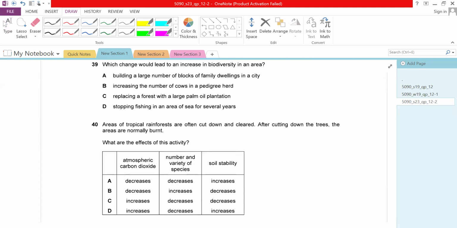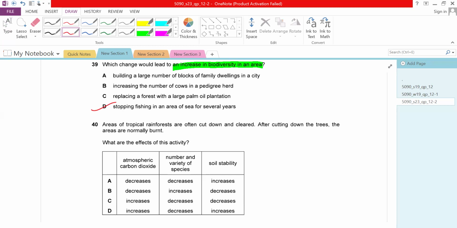Question 39. Which change would lead to an increase in the biodiversity in an area? Option A, building a large number of blocks of family dwellings in a city. Increasing the number of cows in the pedigree. Replacing a forest with a large palm oil plantation. Stopping fishing in the area of sea for several years. So this will bring an increase in biodiversity in the area. Option D is correct.